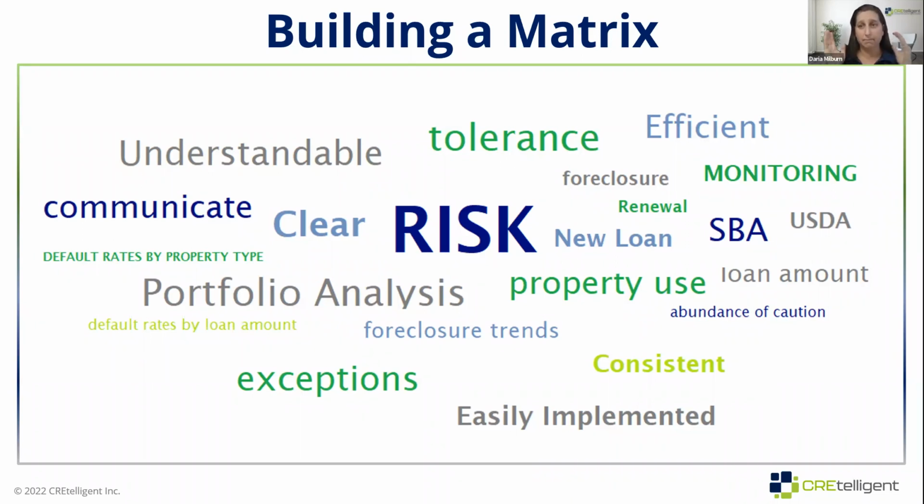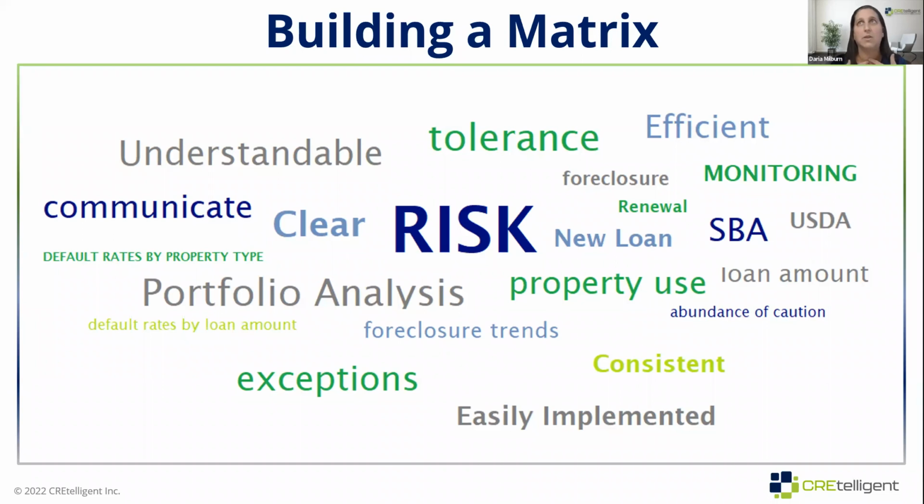So maybe that's one way you want to determine that, or maybe you're just more interested in having a very simple matrix. Here's where we go. We have a loan of this amount, property use of this amount. What are we looking at? Do you lend in conjunction with other agencies? So are you doing USDA lending or SBA lending? What are their requirements? How do they influence you? What are your expectations around monitoring?